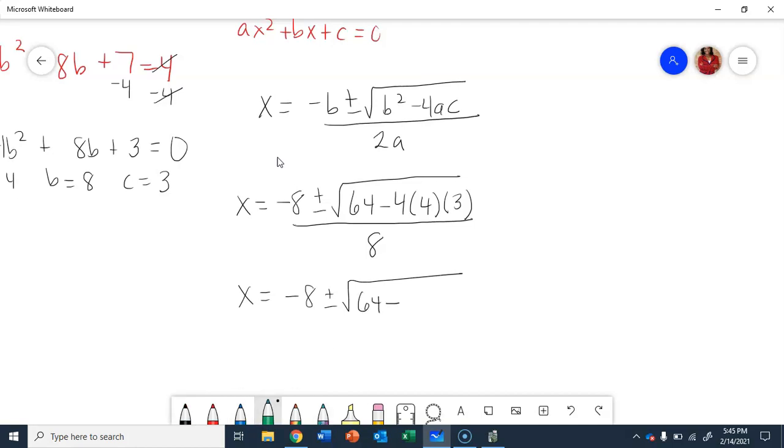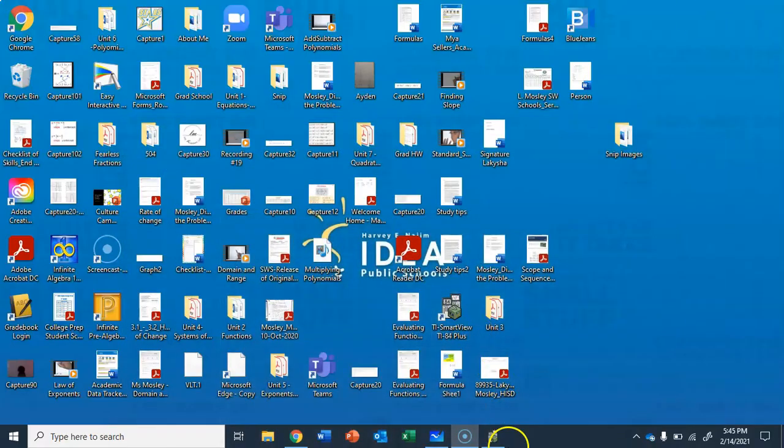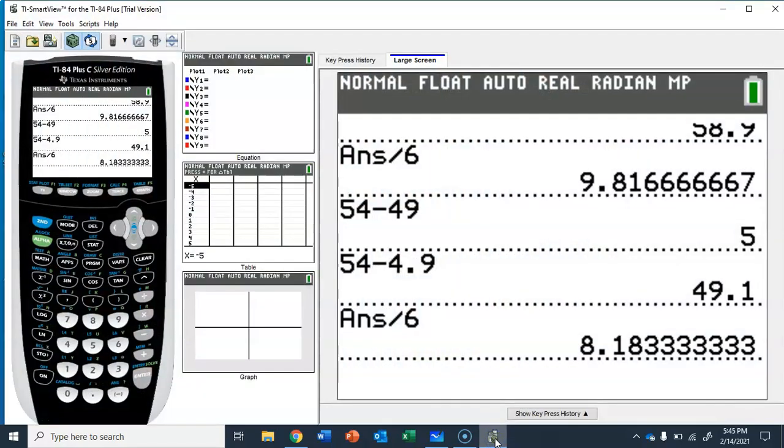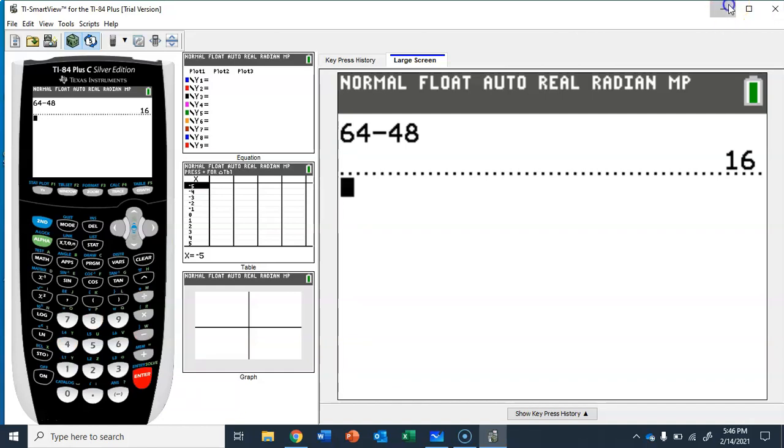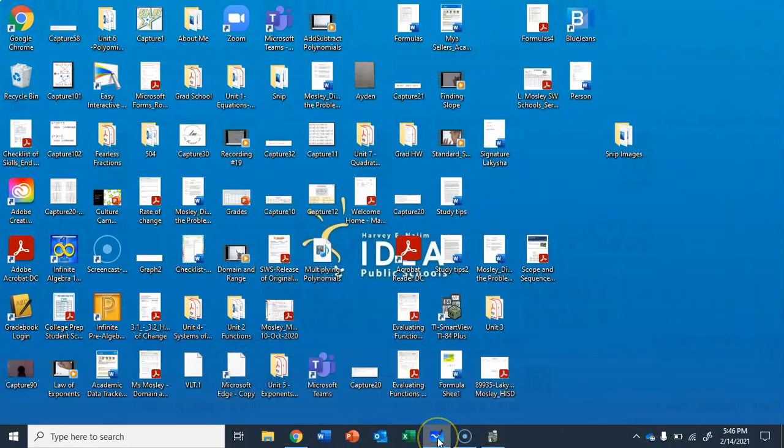Now in this step, x is equal to negative 8 plus or minus the square root of 64 minus, and again, I can't stress enough, multiply out the 4ac part, so 16 times 3 is 48, all divided by 8. Let's do that in the calculator. 64 minus 48 is a positive 16, and we know the square root of 16 is 4, right guys?